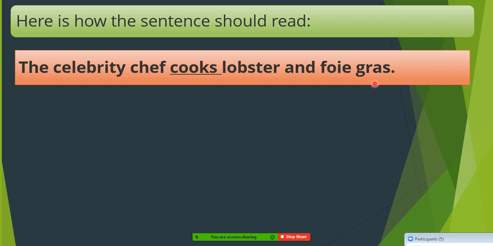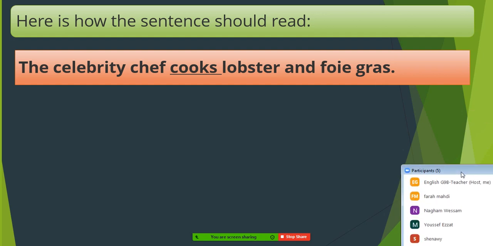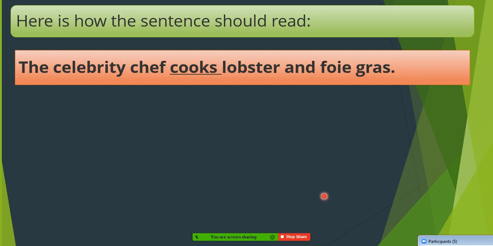So, is there any kind of subject-verb agreement? Do they agree together? No, of course they do not, because the subject is singular and the verb is plural, so it will not work. So the correct version of the sentence should be, how should it be read? It should be read in this way. The celebrity chef cooks lobster and foie gras.